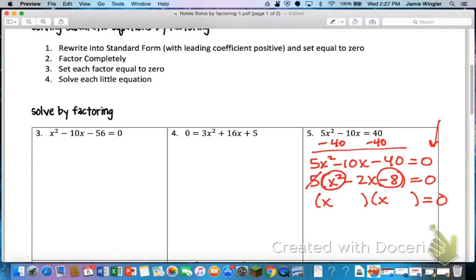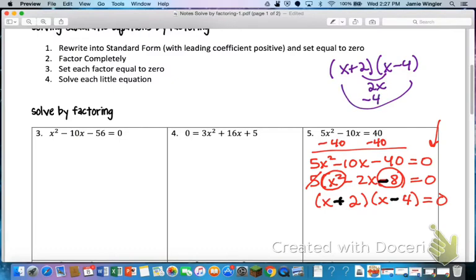The last term is negative, so the signs are going to be different. And here we want to multiply to give you -8, but add to give you -2. So that's going to be -4 and +2. If you do a quick check of your smiles, you get a 2x here, a negative 4x here, and that equals the negative 2x that we have in the middle right here.